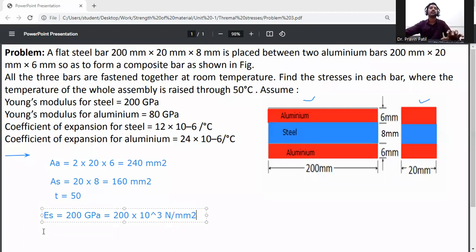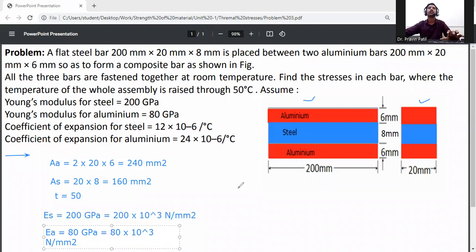Then the modulus of elasticity of aluminum, Ea, is equal to 80 GPa. It will be 80 into 10 raised to the power 3 Newton per mm square. So this data is given.